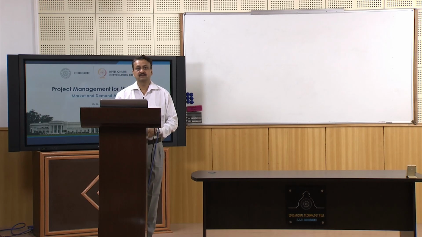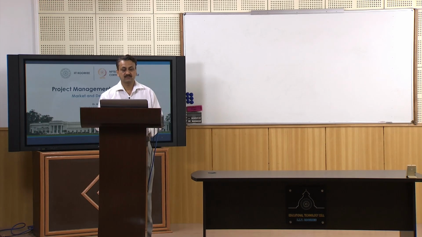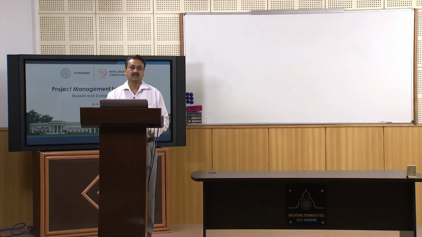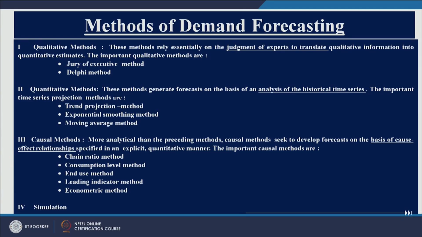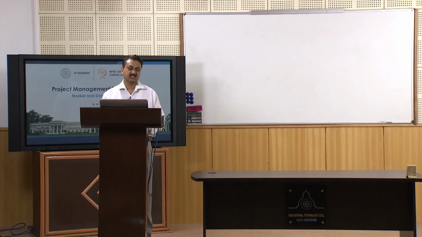Basically, there are 4 types of forecasting methods. The first one is qualitative methods. In qualitative methods, generally we do not use numbers and statistical analysis. They are based on the opinion of experts. Experts will tell you what the future demand would be. There are 2 types of methods in qualitative methods, the jury of executive opinion method and the Delphi method. We will see these 2 methods.